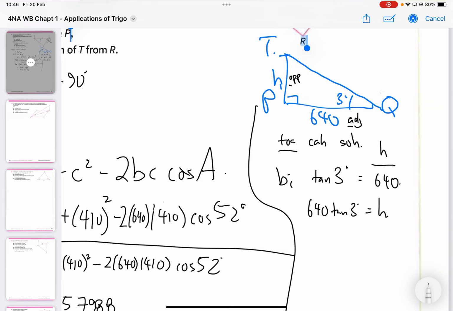Okay? So this part needs your algebraic manipulation. Just multiply this denominator to both sides. It will cancel out and it will appear here already. Then this one, just press calculator. Your h is equals to 640 times tangent 3.